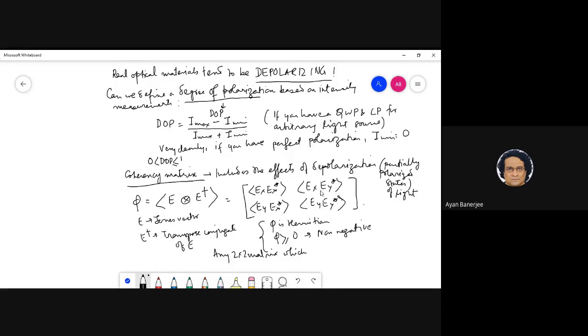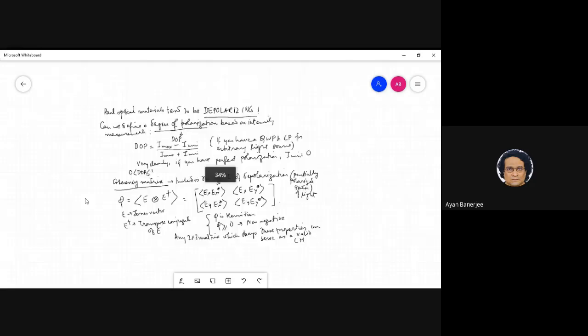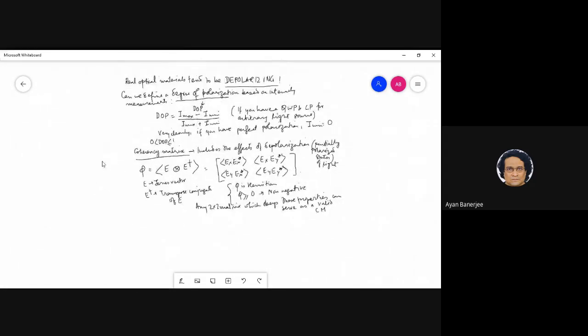Okay. So what is very important, however, as I was writing, is that any 2x2 matrix which obeys these properties can serve as a valid coherency matrix. Okay, and there are some other very important properties which will come out of this, which we can actually even try to preempt.